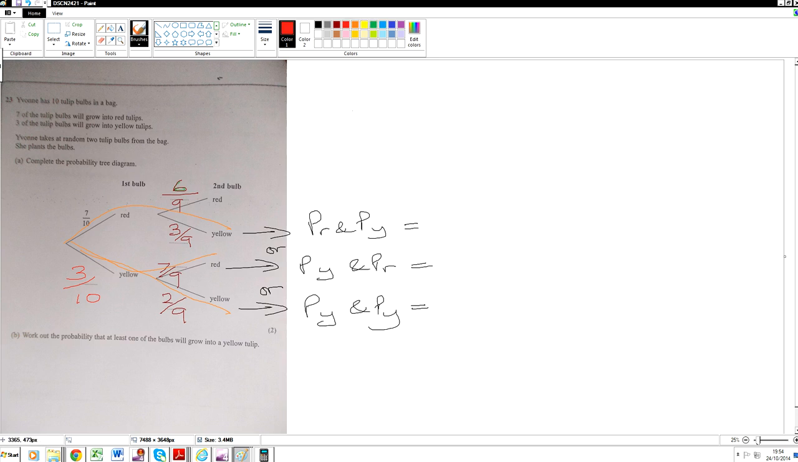Okay, let's do some maths now. What is the probability of the first red? 7 tenths, and the yellow was 3 ninths, which equals 21 over 90. What's the probability of a yellow followed by a red? 3 tenths times 7 ninths equals 21 over 90. The last one, the probability of yellow and yellow, is 3 tenths times 2 ninths, equals 6 over 90.